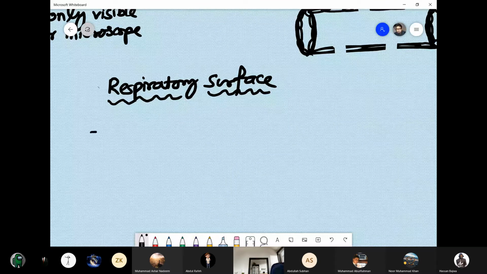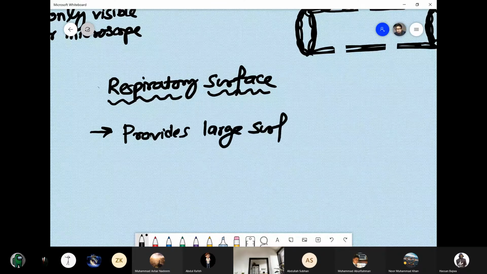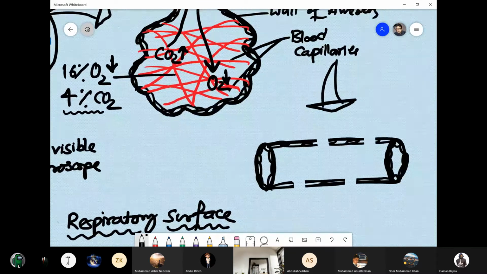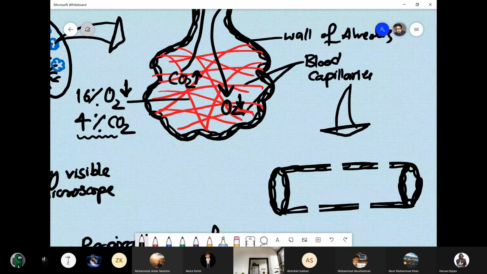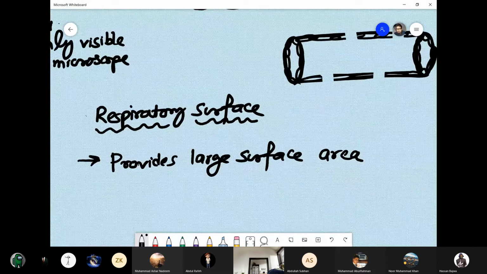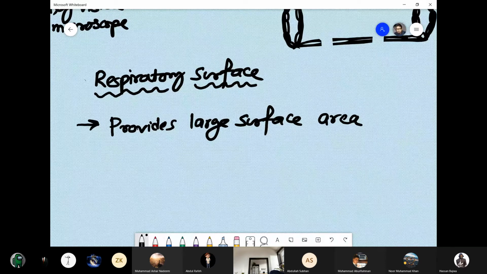First, it provides large surface area for the exchange of gases. I just told you that in each lung there are 30 million alveoli. An interesting fact: if we straighten the membranes of the alveoli of one lung, they will be equal to the size of a football ground. So a huge surface is enclosed in such small organs called lungs. So the first point is that the respiratory surface provides a large surface area for the exchange of gases.